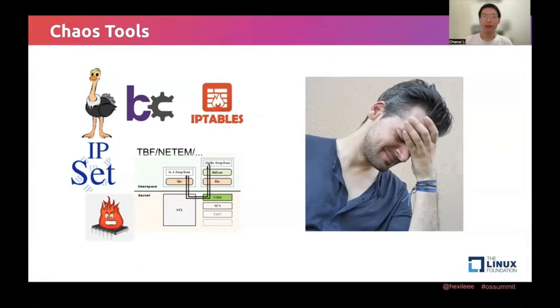There are many different tools you may need for a chaos experiment. You need strace or BCC to inject system call errors. You need iptables or ipset to emulate network partition. You need to understand the traffic control system of Linux and use TBF or netem and several other tools to emulate bandwidth and network latency. You may need FUSE to inject file system errors, and you need to use stress-ng to burn your CPU or memory. You need to inject in different layers and different aspects. So you need a lot of different tools.